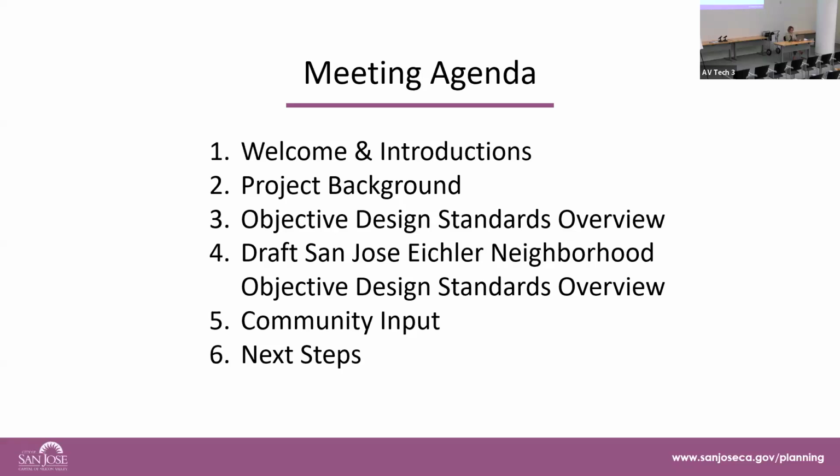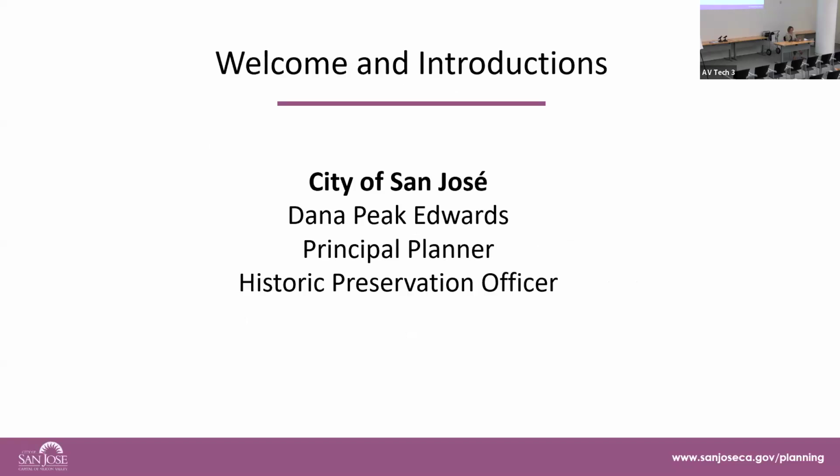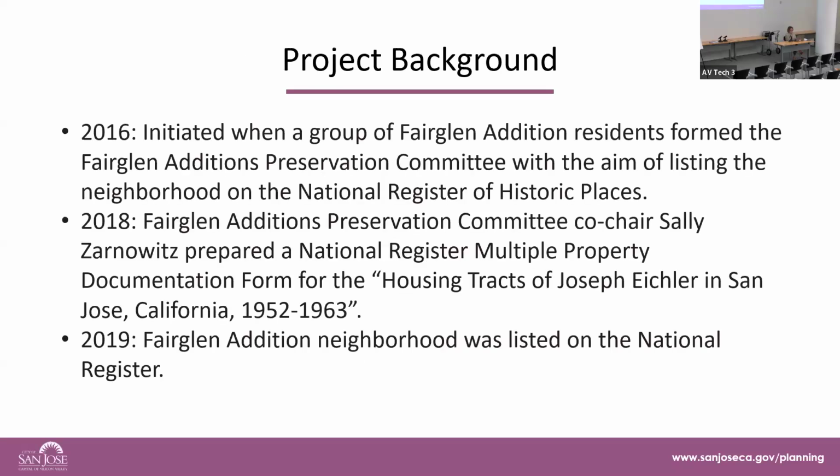I'm going to do a little bit on project background and then generally what objective design standards are. Then a general overview of the different sections of the document, and then we'll have time for your comments and the next steps. Again, my name's Dana Peak, I'm the city's historic preservation officer. I'm not sure whether most of you are from the Fairglen Additions neighborhood. If you are, you'll already be familiar with the background.